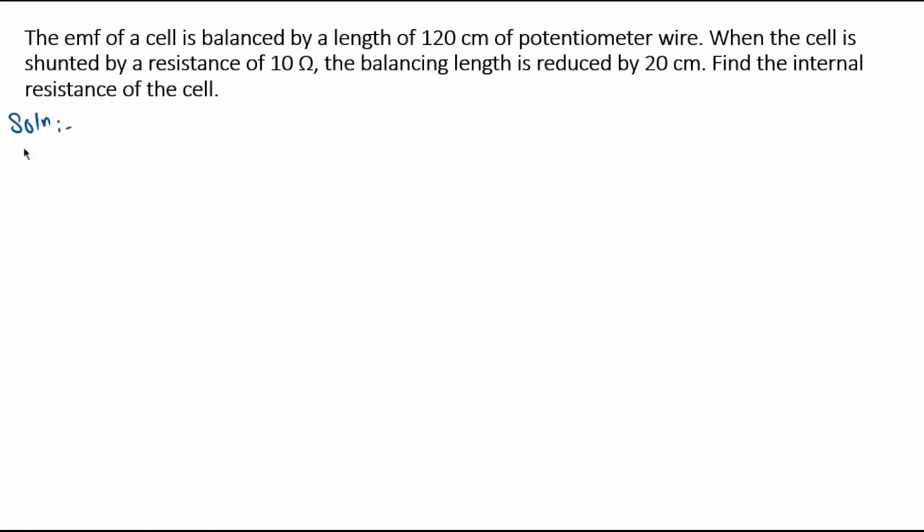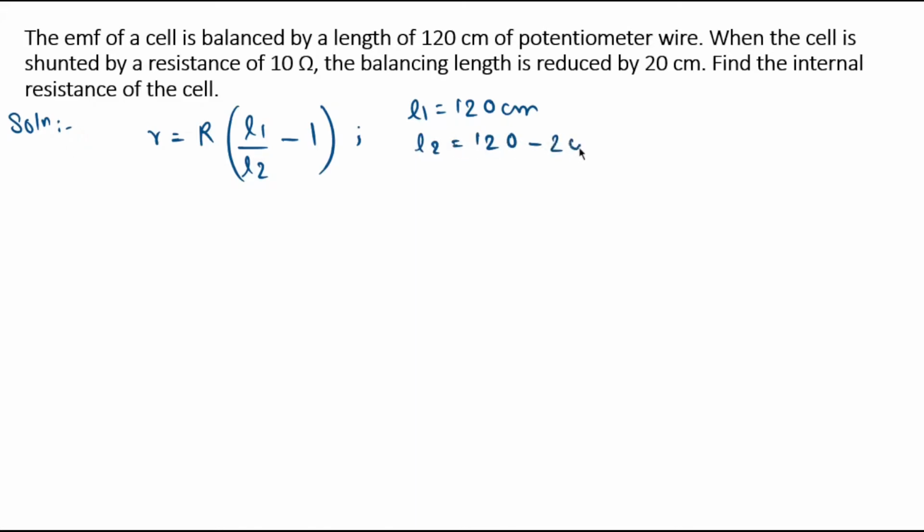Now we know when potentiometer is used to find the internal resistance, the formula for the internal resistance is given by r equal to R into (L1 upon L2 minus 1), where L1 and L2 are the balancing lengths. Now based on the given condition, the length L1 is 120 centimeter. Now when the cell is shunted by the resistance of 10 ohm, the balancing length is reduced by 20 centimeter. That is, L2 will be 120 minus 20, which is 100 centimeter. Now these two can be written in meters as 1.2 meter and 1 meter.